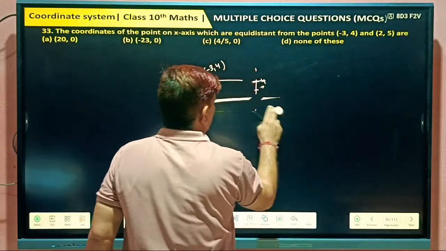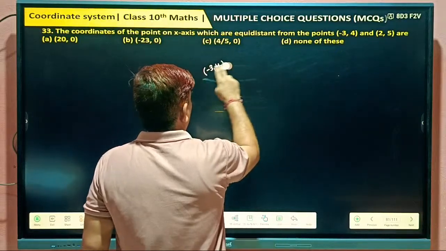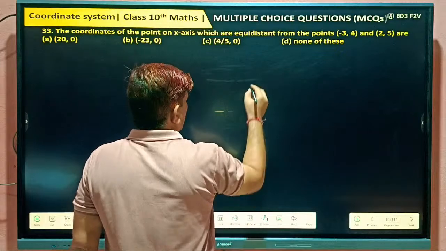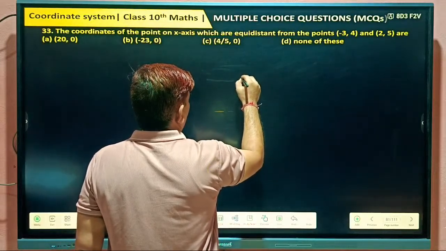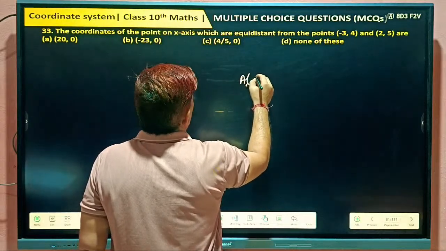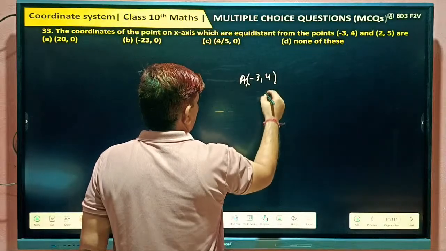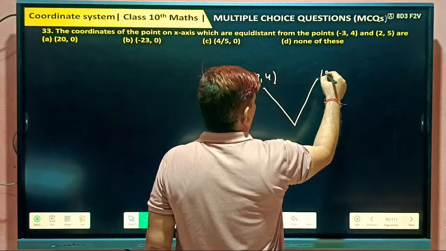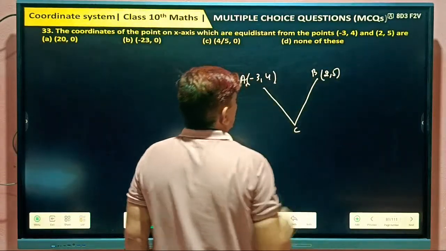By the actual method you can check what this is. One point is this: A, whose coordinates are -3 and 4. One point is here and one point is here, 2 and 5. This is A, this is B, this is C.